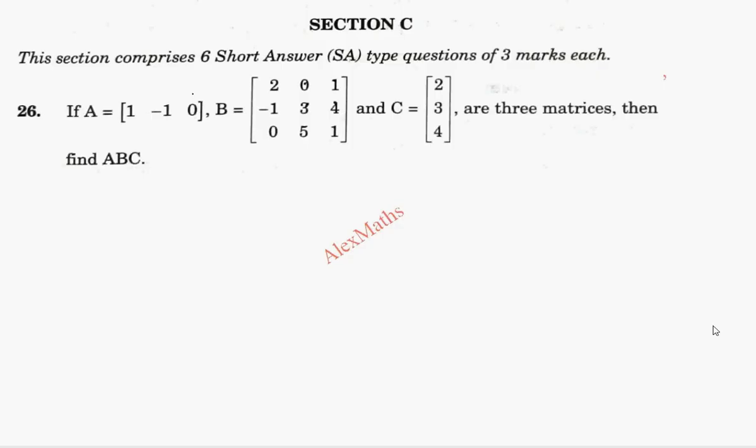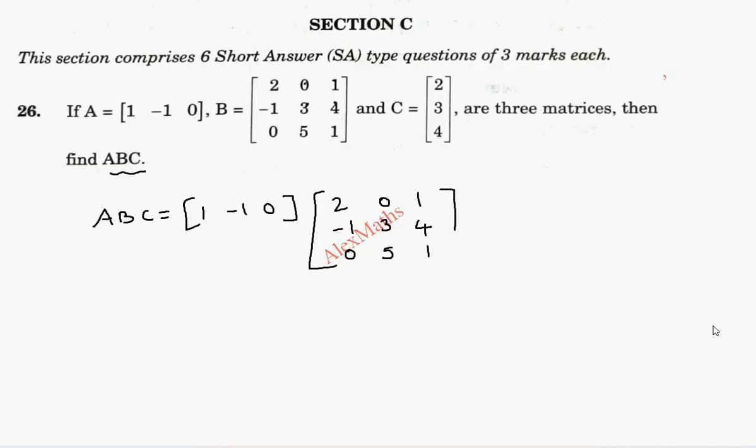Next part is section C. Question number 26. They have given 3 matrices and they want the value of ABC. So first we take ABC and we multiply the matrix A, 1 minus 1 0, and B is 2 0 1 minus 1 3 4 0 5 1, and C is 2 3 4.